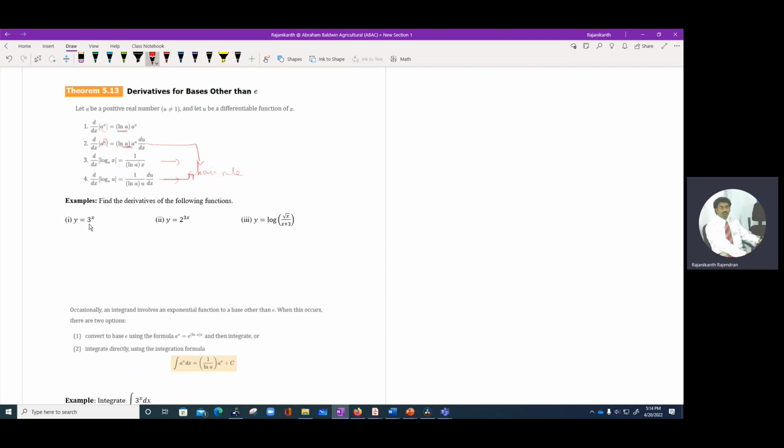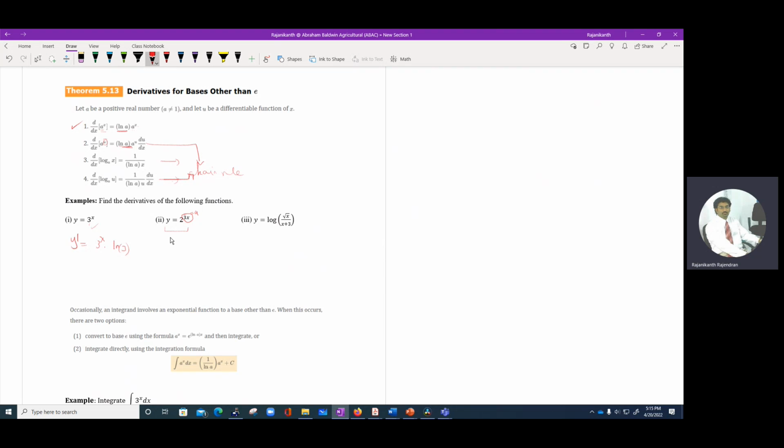What is the derivative of 3 to the power x? Now remember, if you compare the first property with this, a is now 3, right? So y prime, the derivative of y, is nothing but 3 to the power x, correct? But you have to write ln of 3 as the factor. Okay. Now the second one, you could think of using u substitution. You could think of this like u.